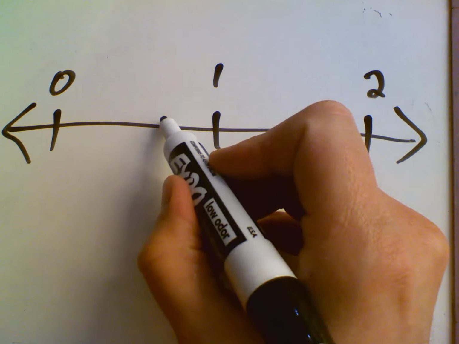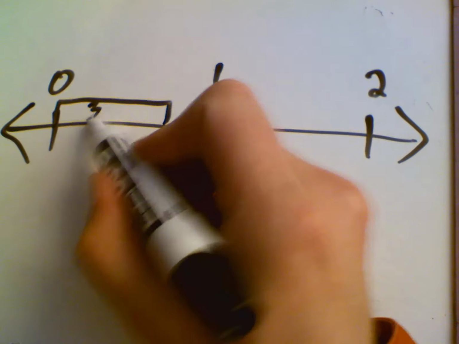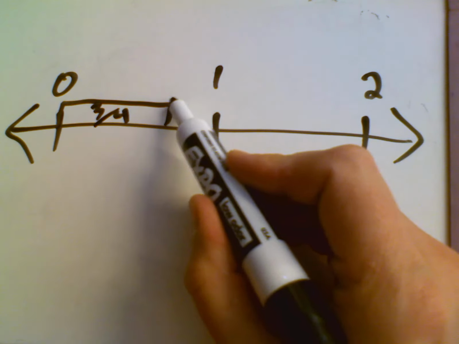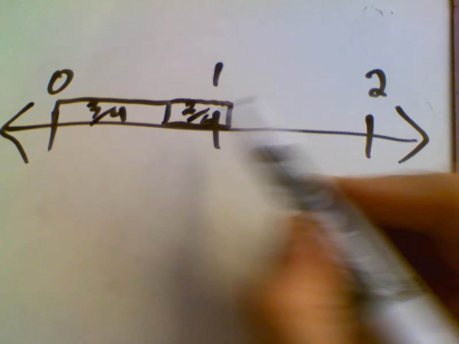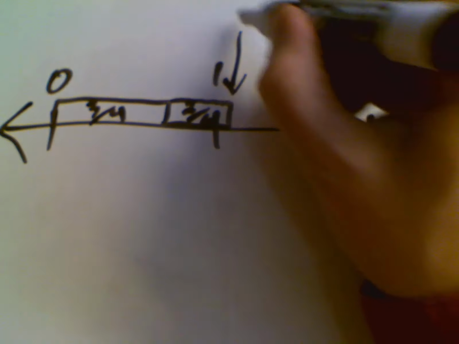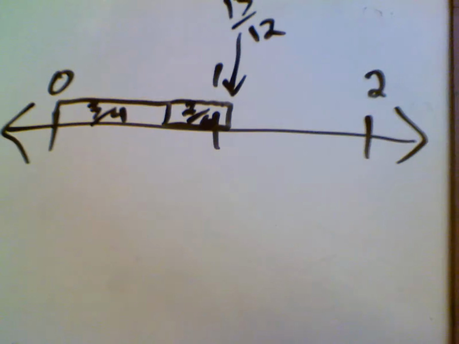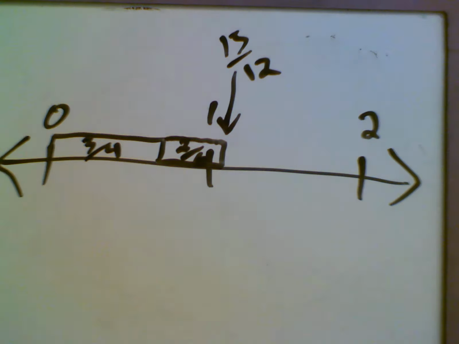It looks like I have 3/4, and those 2/6 are going to get me just over 1, to 13 twelfths.